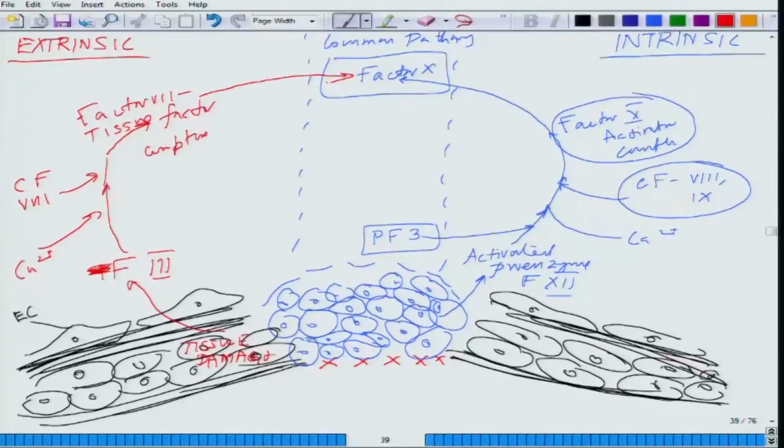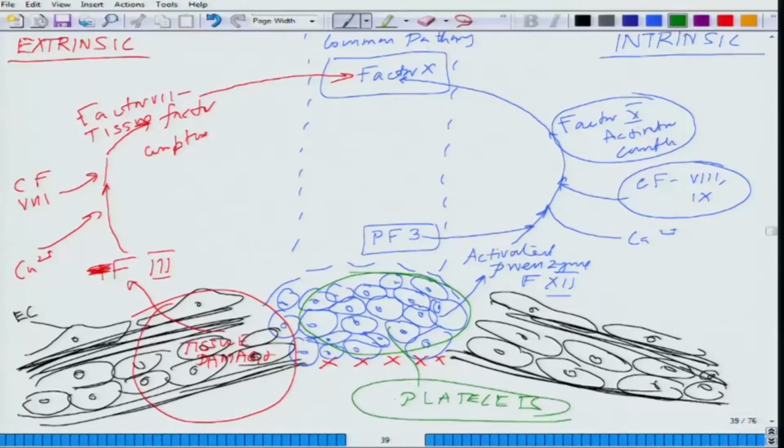So, now the common pathway starts. If you look at it on your left the extrinsic pathway and the intrinsic pathway, the source of the extrinsic pathway are all the damaged tissues out here, and the source of the intrinsic pathway are all the platelets which are present here, and these are the platelets.